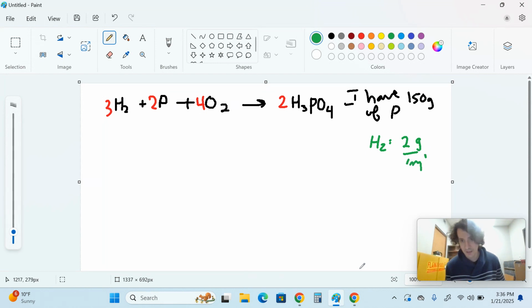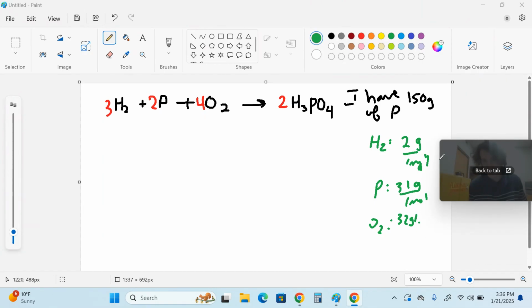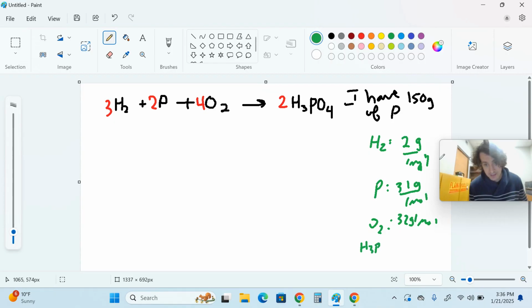Oops, I don't know what happened there. My pen decided to be crazy. Phosphorus is just 31 grams per mole. Oxygen, O2, just like the H2, 16 times 2 is 32 grams per mole. Here, let me move this. Can I move myself? There we go, look at that. And then the H3PO4, the phosphoric acid.